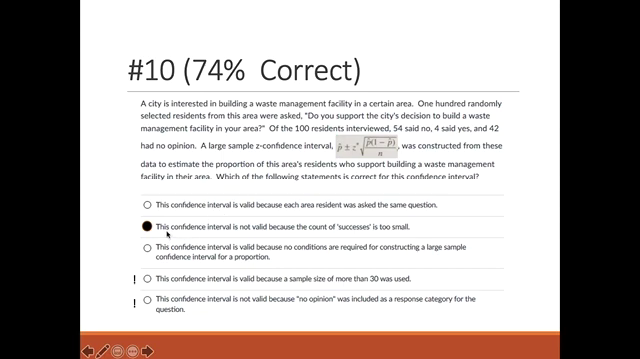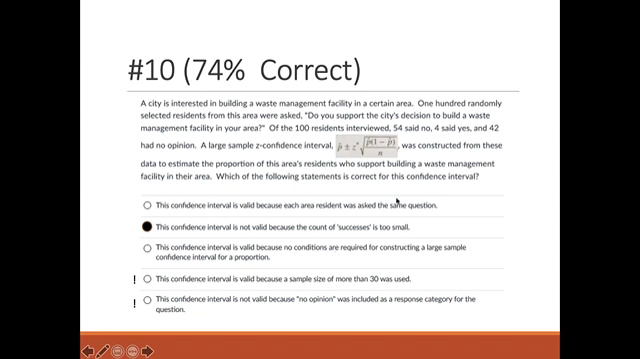So this is the correct answer. This confidence interval is not valid because the count of successes is too small. So we need to go through and check our conditions. The other commonly chosen wrong answers, people said this confidence interval is valid because a sample size of more than 30 was used. Well, that's the central limit theorem. That involves means, not proportions. The other answer that I saw that was incorrect, this confidence interval is not valid because no opinion was included as a response category for the question.